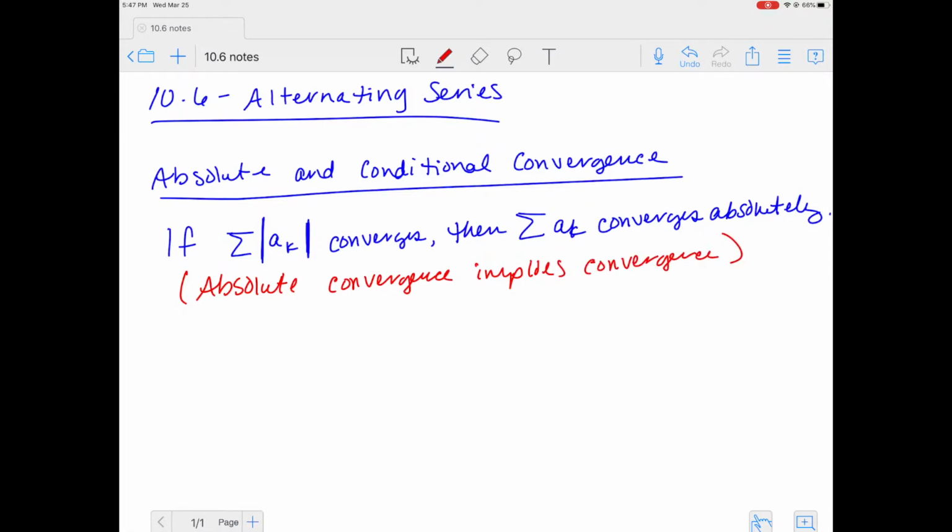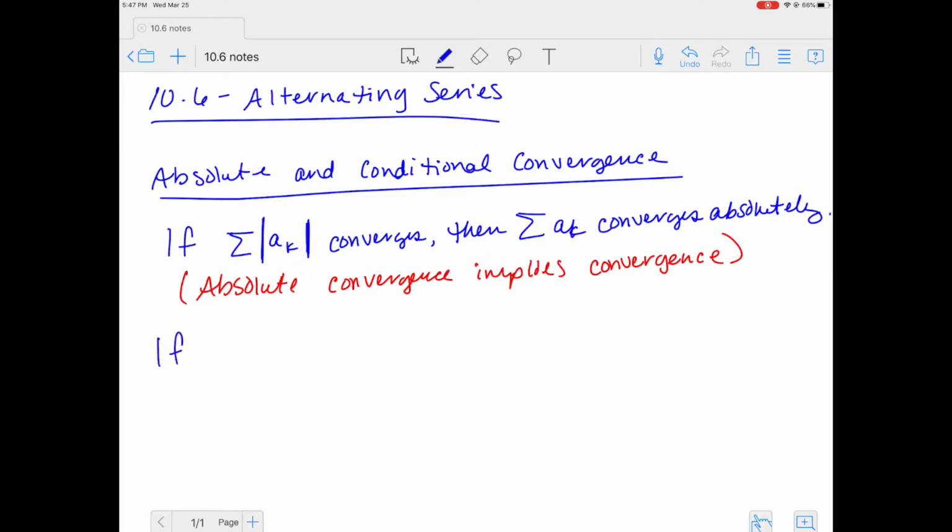So it converges absolutely. Let's try that again. Okay. So if I take the absolute value, meaning I'm getting rid of that negative sign, right? If that converges, then my entire series converges absolutely.